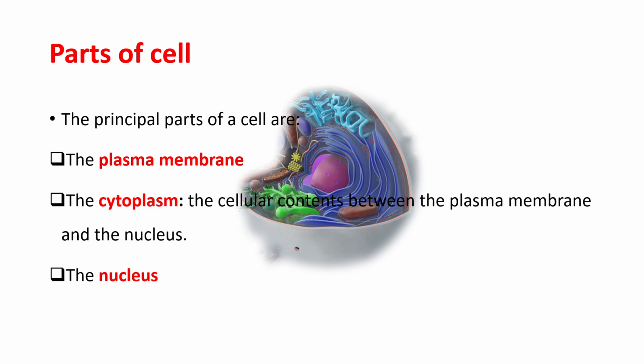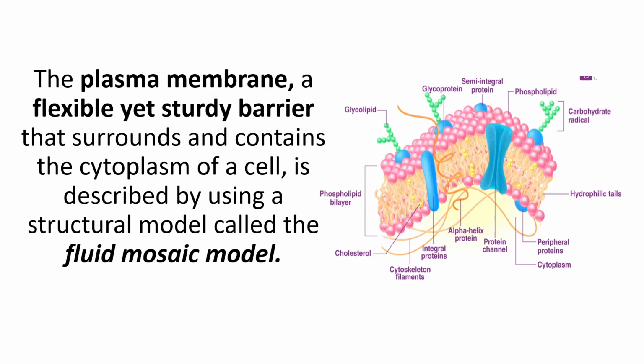You can see in the diagram the structure of the plasma membrane. The plasma membrane is a lipid bilayer which contains various proteins embedded in it. The model used to describe the structure of the plasma membrane is known as the fluid mosaic model. The plasma membrane is a flexible yet sturdy barrier that surrounds and contains the cytoplasm of a cell, and is described by using a structural model called the fluid mosaic model.